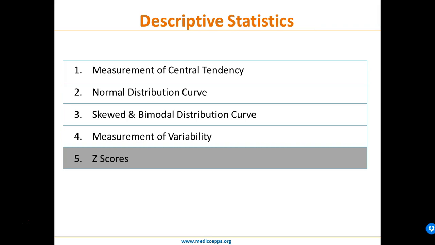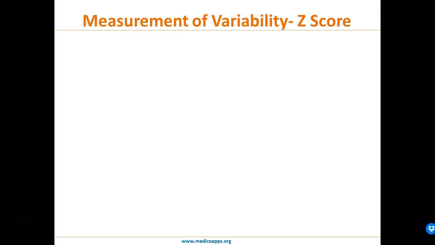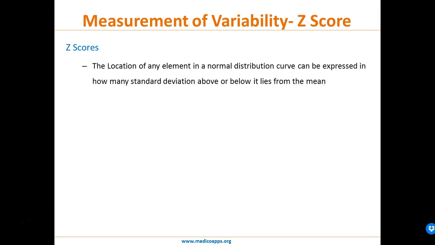The next module is on Z-scores. Now, Z-score is also a measurement of variability. The Z-score is the location of any element in a normal distribution curve, expressed in how many standard deviations above or below the mean it lies. Let me give you the formula. So the Z-score would be x, the observation, minus mu, divided by the standard deviation.